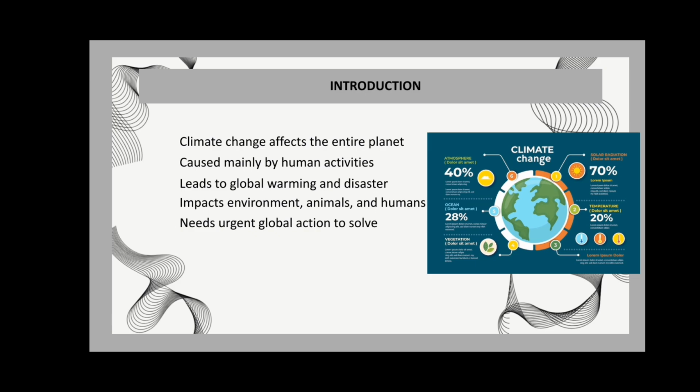Climate change affects every part of our world, from the land and the oceans to the air we breathe. It is mainly caused by human activities like burning fuels, cutting down trees, and producing too much waste. These actions lead to global warming and more frequent natural disasters. As a result, both animals and humans suffer from its consequences. That's why it is important for us to take action now, before it gets worse. Before we dive deeper, let's first look at what we aim to achieve in this presentation.